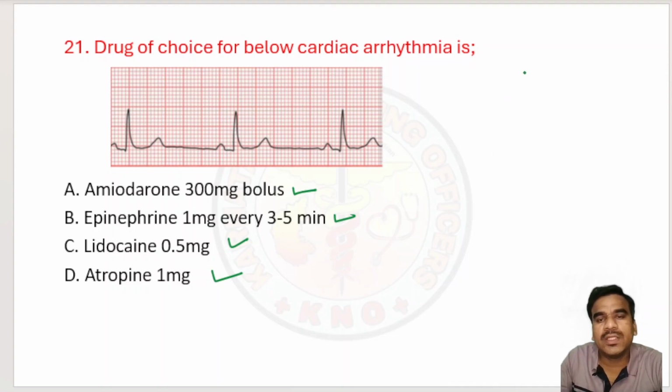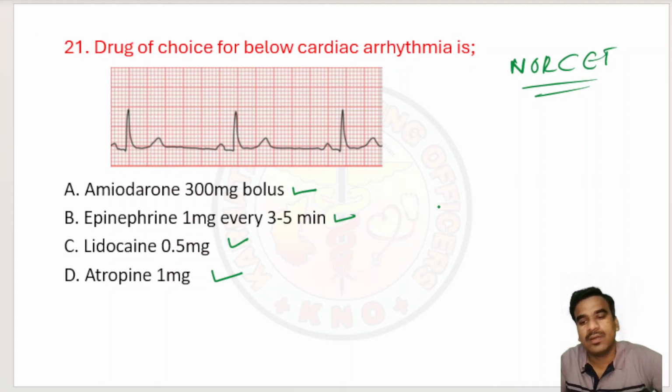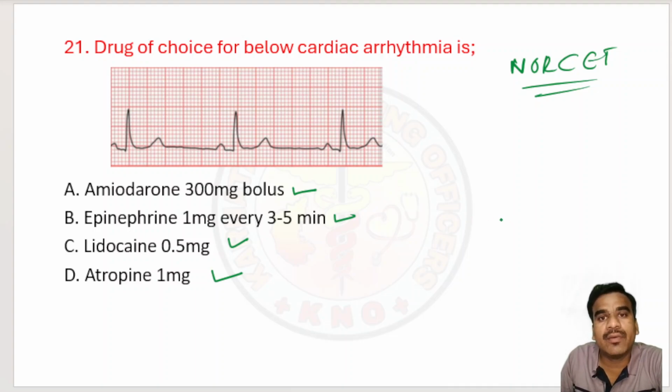So ECG questions are most favorite questions for the NORCET. Every NORCET, 2 to 3 questions will be there. This is the most advanced question we have prepared. Even in NORCET 8 they asked one ECG, image based question, and asked to calculate the heart rate. How to calculate the heart rate, that I will explain to you.